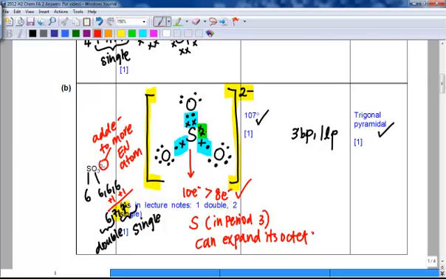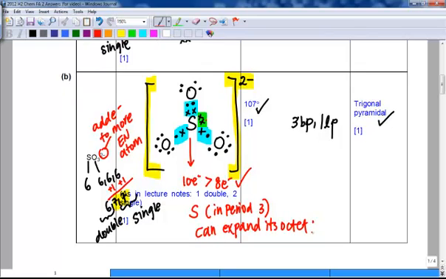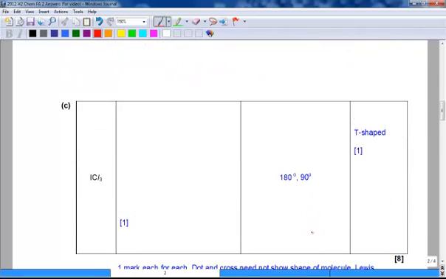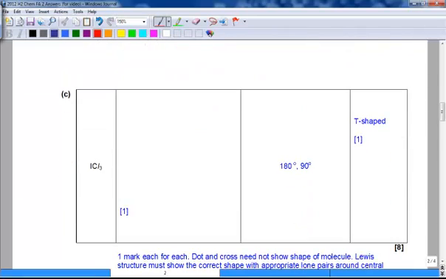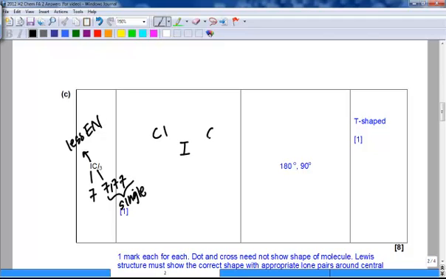Alright, moving on from here, ICl3. So for ICl3, let's take a look. I will have 7, chlorine also 7, 7, 7. So it means in this case single bonds. I will be the central atom because I is less electronegative. Put the chlorine around it.